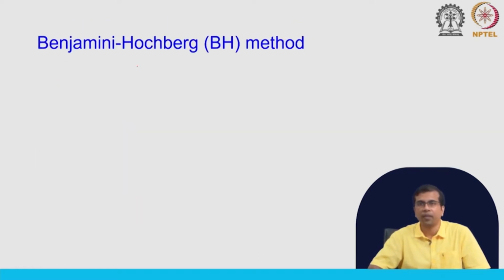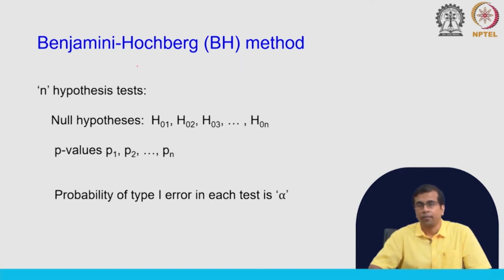Okay. So, let us now go into the Benjamini-Hochberg method, which in many tools is written as the BH method. Okay. And again we will take the same example that we took earlier. So, we have n hypothesis tests, right. We have the null hypotheses H01, H02, and so on up to H0n, and we have corresponding p values p1, p2 and so on up to pn.